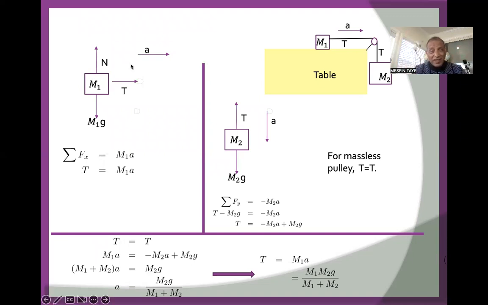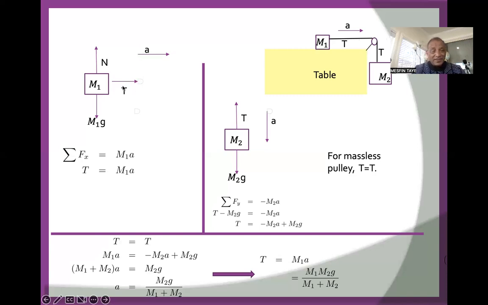There is a contact force because the table is pushing it up. I call it normal force. And because mass one is under the influence of gravity, there is a weight. Weight is always downward, M1G. The object is going this way, so acceleration is this way, and tension is also this way. So I write the free body diagram. Why is M1 going that direction? Because the tension is pulling it that direction.